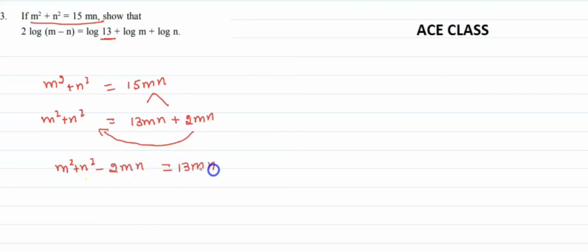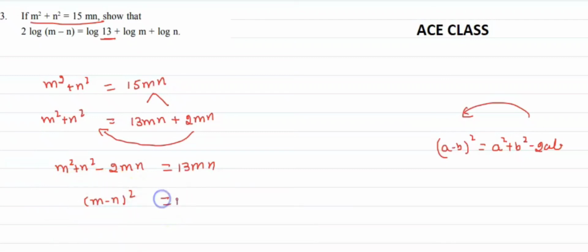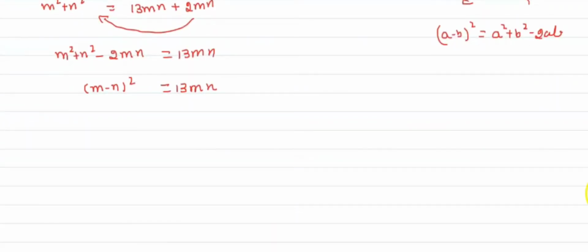13mn. Okay, so now this is in the form of (a minus b) whole square, which is a square plus b square minus 2ab, right? So now if you have this, you are writing this. So m square plus n square minus 2mn can be written as (m minus n) whole square equals 13mn. Now, you want it in logarithm form, so apply log on both sides.